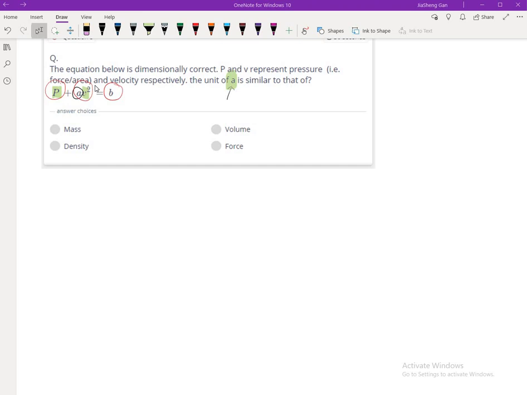Okay, so we know that the dimension should be correct. P and B represent pressure and velocity respectively. So P will be pressure, B will be velocity. And they now ask for the unit of A. What will it be similar to? Okay, so we know that this will involve something called dimensional analysis.